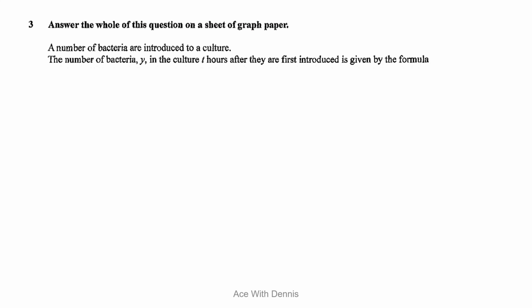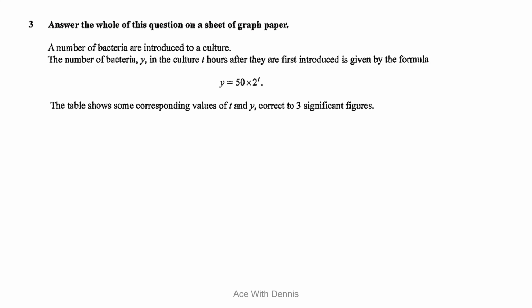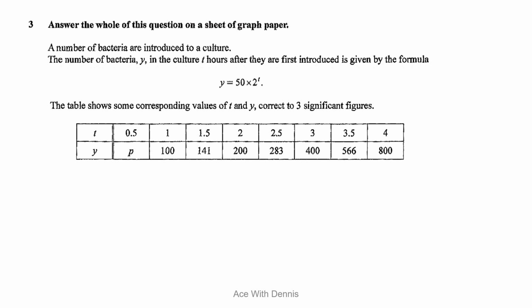Question 3. Answer the whole of this question on a sheet of graph paper. A number of bacteria are introduced to a culture. The number of bacteria, Y, in the culture T hours after they are first introduced is given by the formula Y equals 50 times 2 to the power T. The table shows some corresponding values of T and Y correct to 3 significant figures. So this is the table. A. How many bacteria are introduced to the culture at the start?